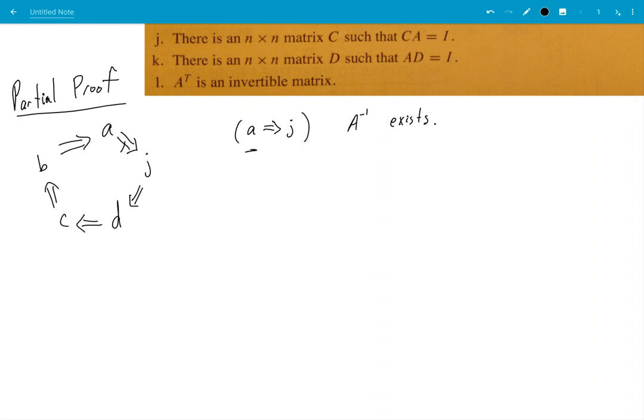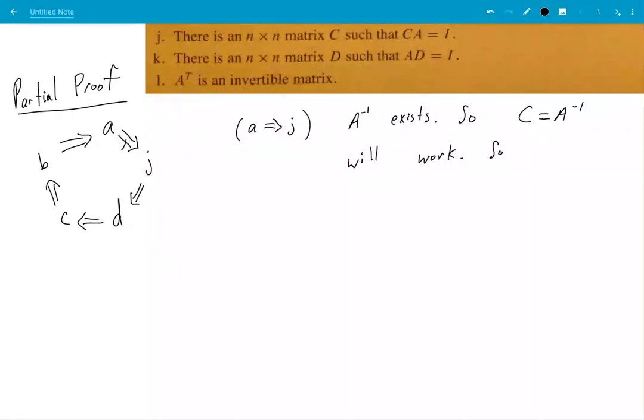Okay, so what I'm going to do here is I'm going to assume that A is true and try to prove that J is true. Well, if A is true, then I know that A inverse exists. So C is equal to A inverse will work. So J is true.